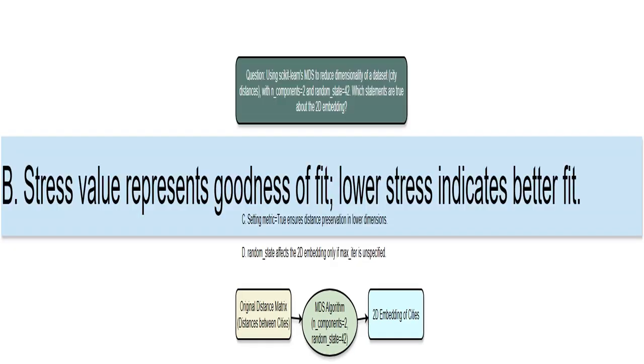The stress value is key here. It measures how much the distances after MDS differ from the original distances. A lower stress means the MDS algorithm did a better job of keeping the distances similar to what they originally were. Think of it like this. If I'm trying to draw a map of cities preserving their real-world distances, a low stress means my map is quite accurate. A high stress indicates my map is a pretty bad representation of the actual distances.